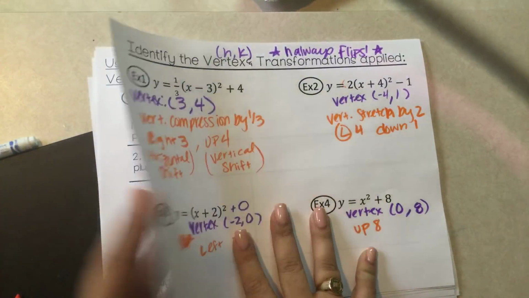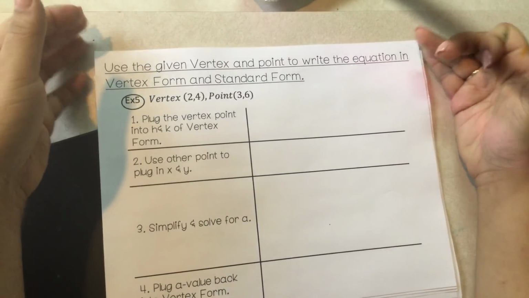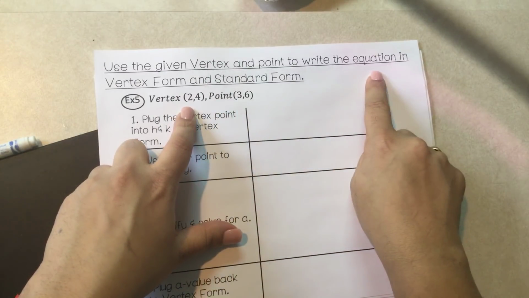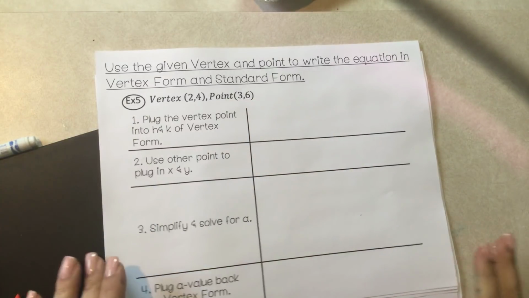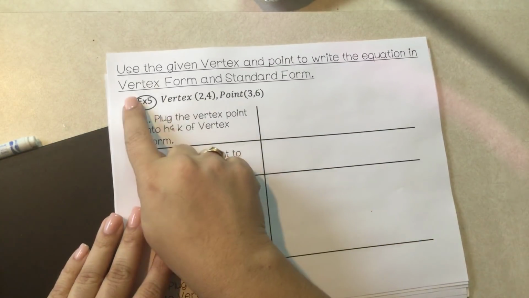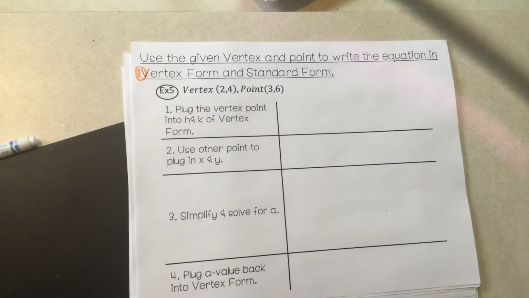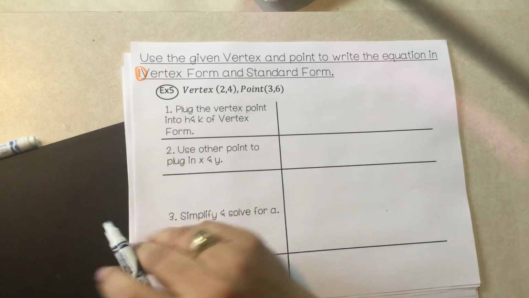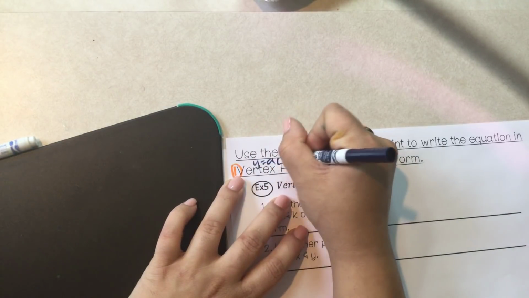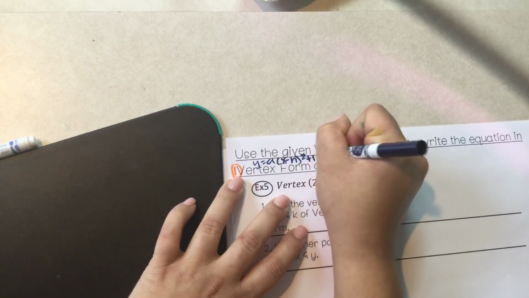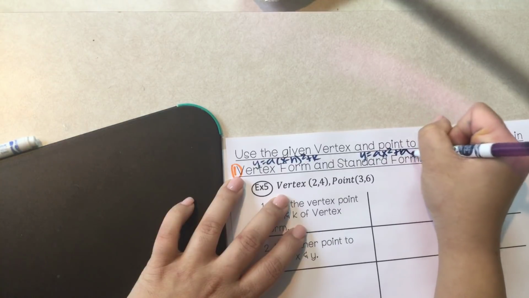So that was a quick review of what we've been doing. Now what we're going to do is we have been given the vertex, and we've been given a point, and we have to write the equation in vertex form and in standard form. The first thing that we're going to do is vertex form only. If you want to maybe make some notes up here, remember that vertex form is y equals a times x minus h squared plus k, and standard form is y equals ax squared plus bx plus c.